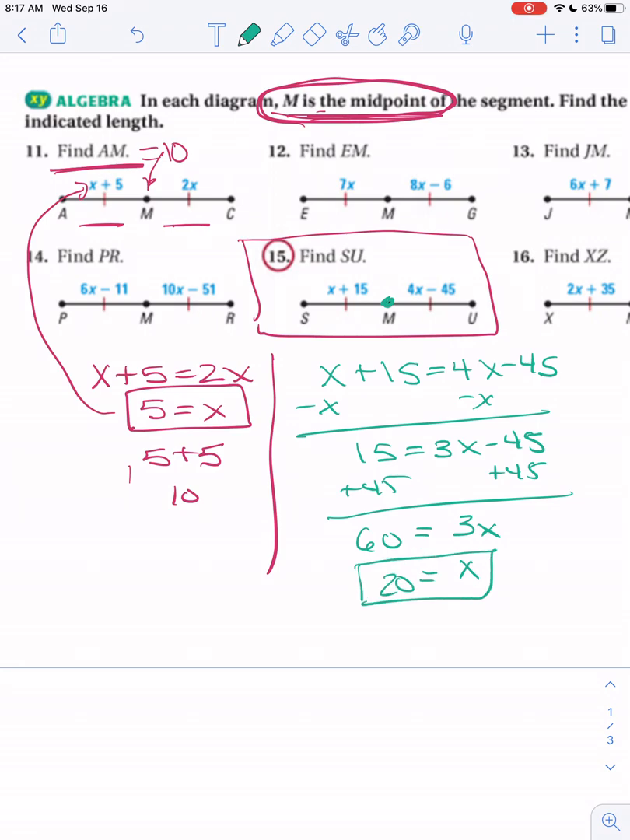Again, make sure you answer their question. The question on this one is what's the length of segment SU? So SU is the whole thing. So if I put it into one of the sides, one of the halves, then I can easily just double it. So I'm going to go ahead and put 20 in. This one looks easier, so I'm going to use that side. I'm going to put 20 in for x plus 15, and it looks like that half is 35 units long. If that's 35 units, I can assume that this side is also 35 units. So to answer their question, what's the length of the whole segment? It's 35 plus 35, or 70 units long.